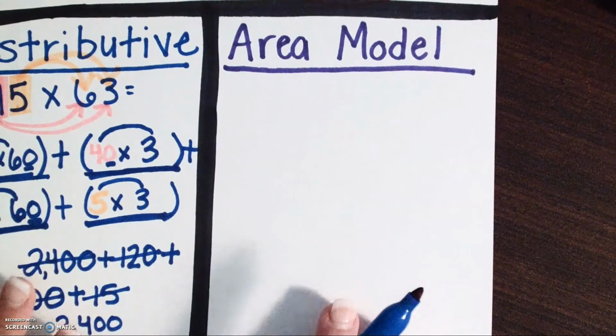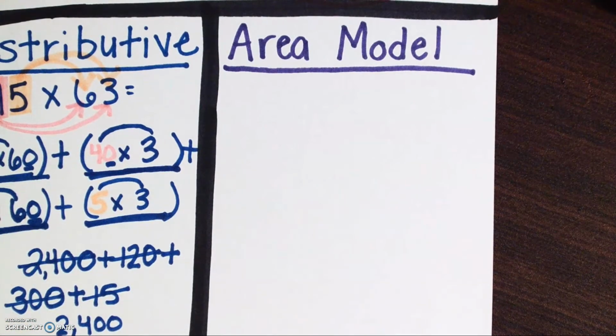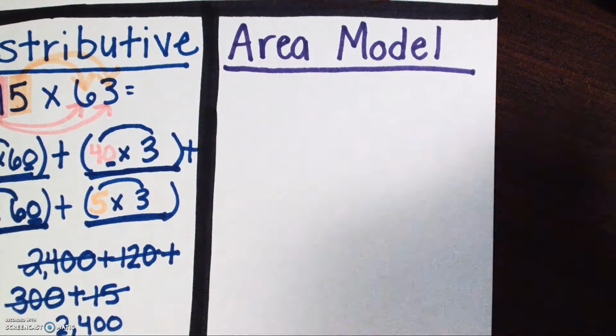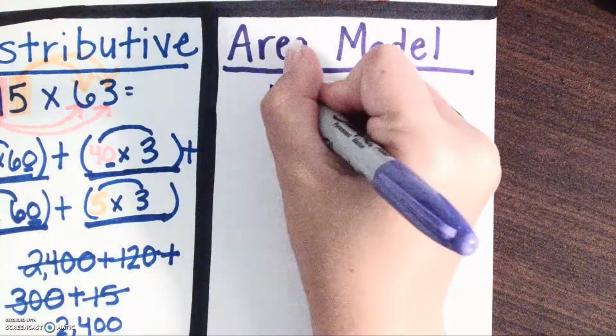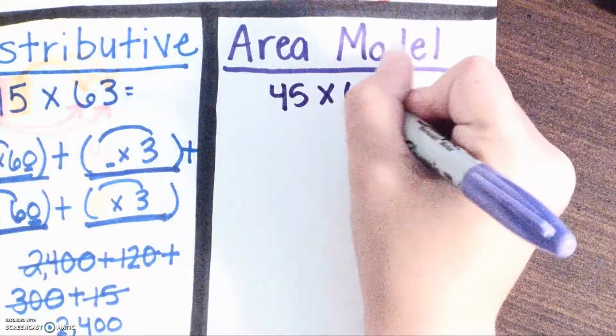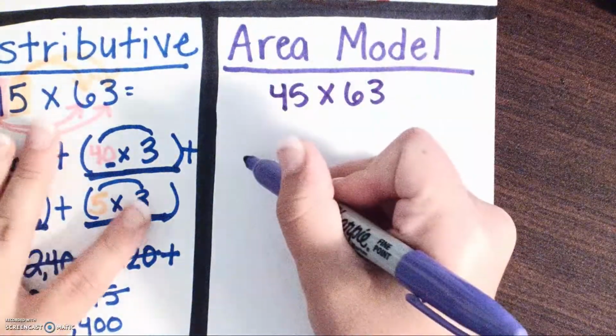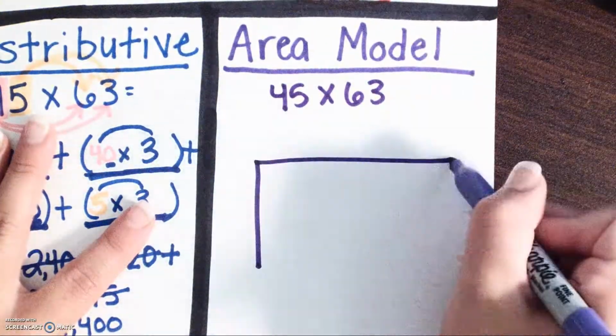Okay? Now we're going to move over to area model. A two-digit number times a two-digit number using the area model. It's very, very similar to the way you did a two-digit times a one-digit. We're just going to add a little section. All right, let's go ahead and write our problem. 45 times 63. All right, anytime you do area model, you need to draw your box first.